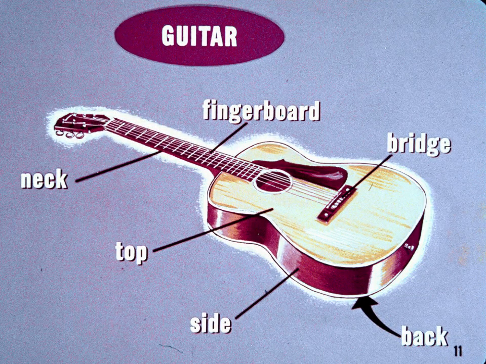The neck and fingerboard of the guitar are made of hardwoods, ebony, beech, or pear. The bridge is of ebony. Maple, ash, or cherry wood are used for the top, back, and sides.